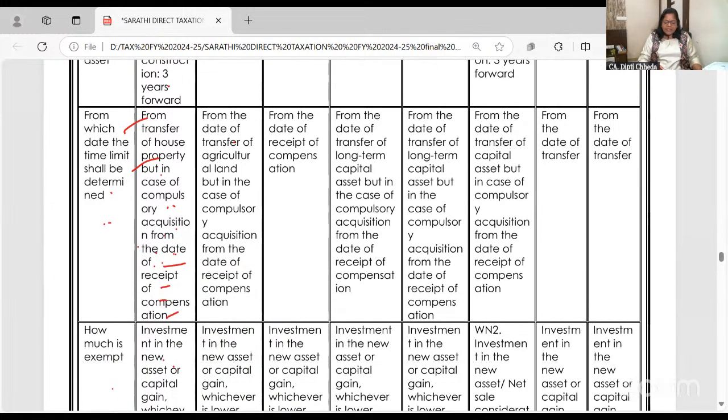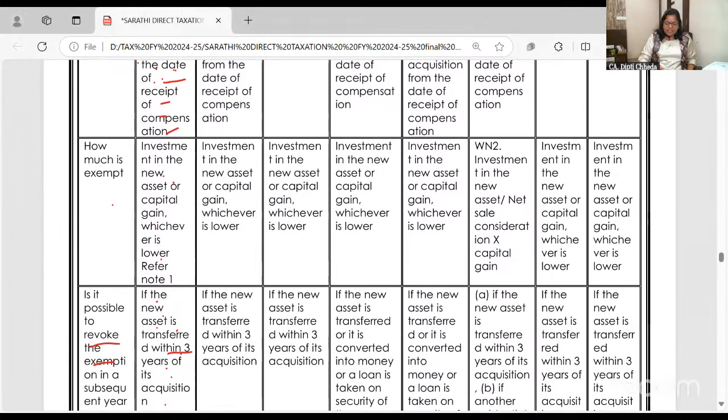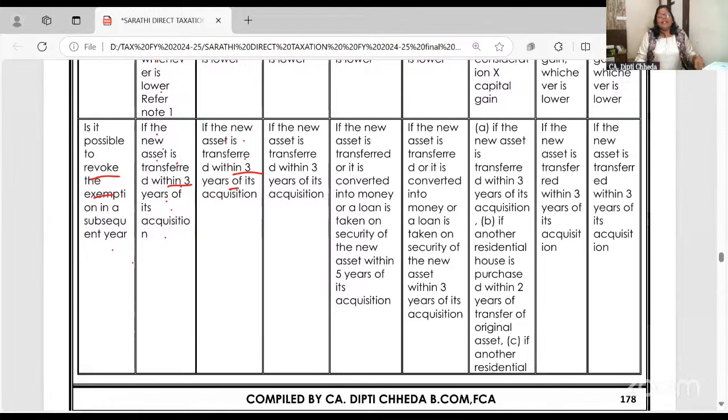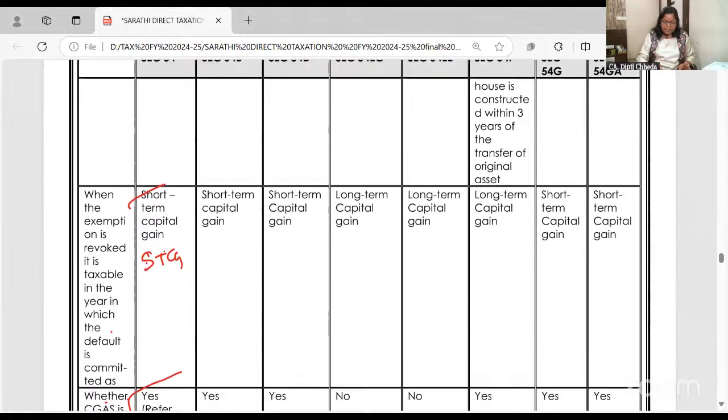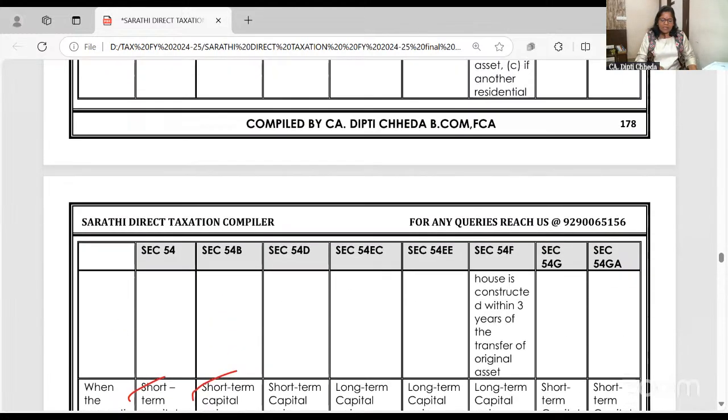From which date? From the date of transfer of the urban agricultural land, or in case of compulsory acquisition. Exemption is investment in new land or capital gain, whichever is lower, if the new asset is not transferred within 3 years. Okay. You sold urban agricultural land. To claim exemption, you purchase rural agricultural land or another urban land. Now, this land, don't sell it for 3 years. If you sell it within 3 years, it's revoked, gone. It will be taxable as short-term capital gain. And of course, yes, CGA scheme is applicable. Okay?